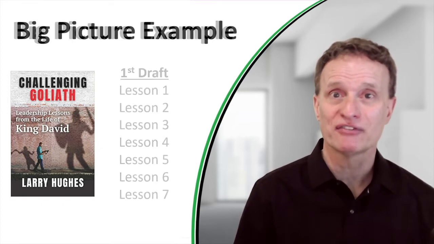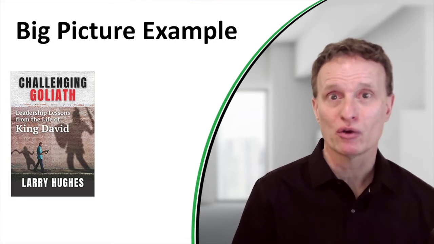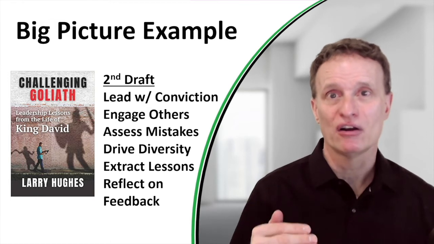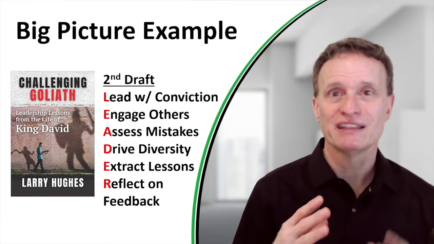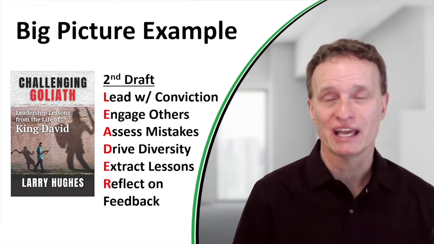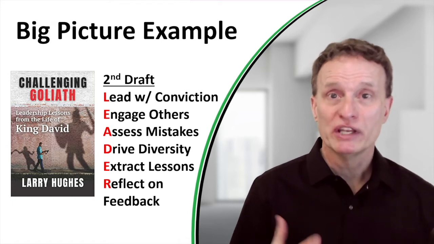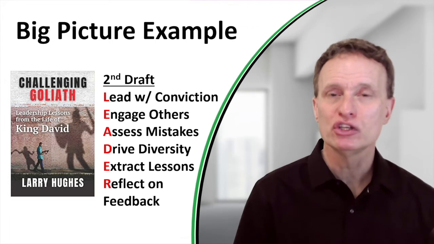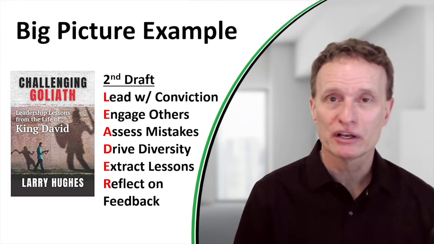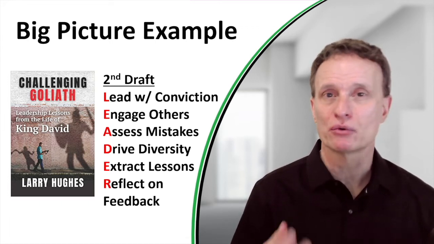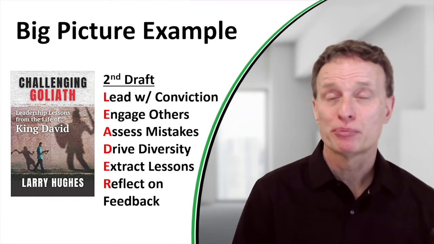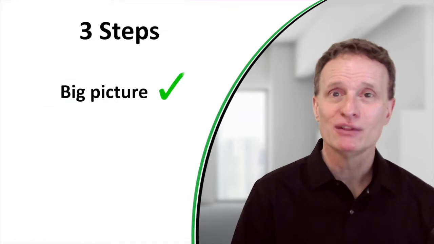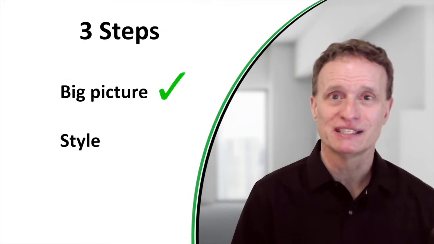So his first draft wasn't organized. His second draft, the organization framework, was a leadership framework. So each lesson started with a letter from the word leader, and that helped the readers understand and follow along with its flow. When you do your big picture edit, make sure you go back and you think about how can you organize your book in a way that's clearer, more compelling, easier for the reader to follow along. That's how you approach the first stage of your self-edit, which is the big picture edit. Now let's look at the second stage, which is the style edit.